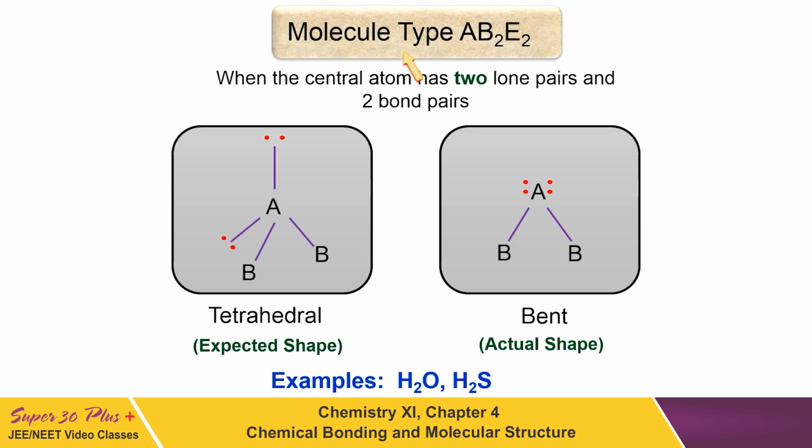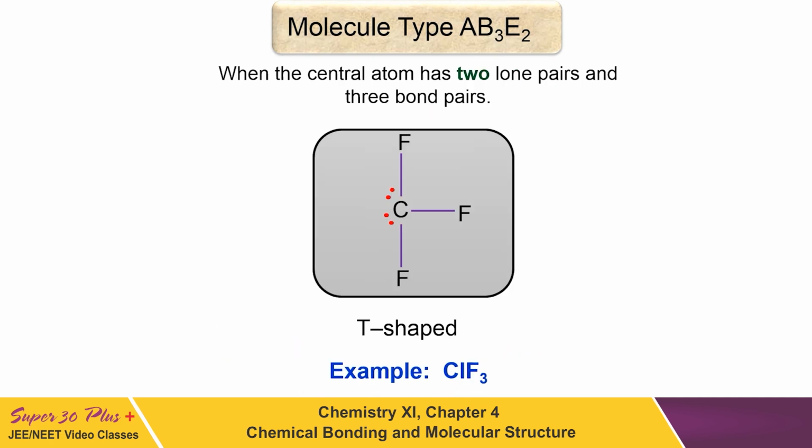Then another is molecule type AB2E2. In the AB2E2, 4 electron pairs are there, but out of these 4, 2 are lone pairs and 2 are bond pairs. Lone pair and bond pair. If you do not consider lone pair in the production of geometry, it will be bent shape. And the example is H2O. Another example is AB3E2, means 3 bond pairs are there and 2 lone pairs are there. The shape will be T shape in the sp3d hybridization. Shape is T shape.